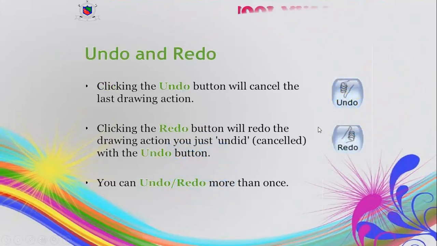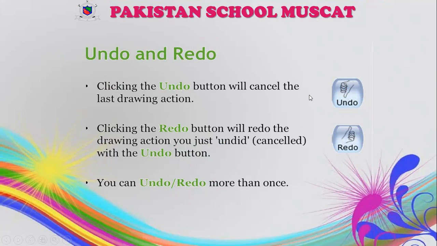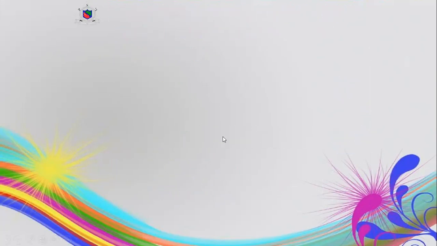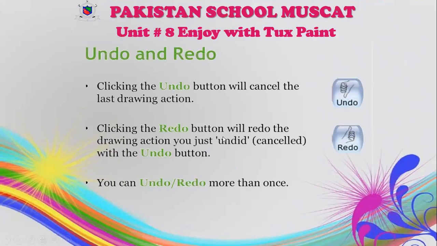Now we come to the undo and redo option. That's also available in the same way as we had seen in the other softwares. Clicking the undo button will cancel the last drawing action. You can see this is the button for undo, and clicking the redo button will redo the drawing. It will redo the drawing action you just undid. Undid means cancelled with the undo button.